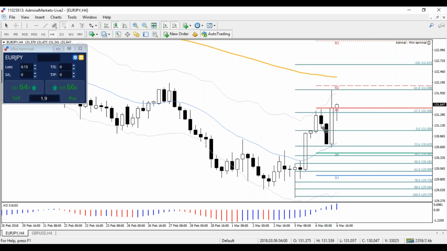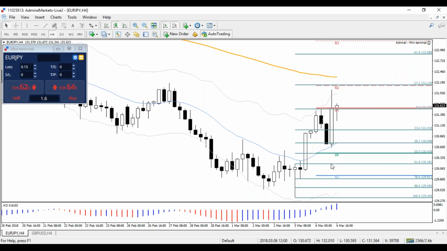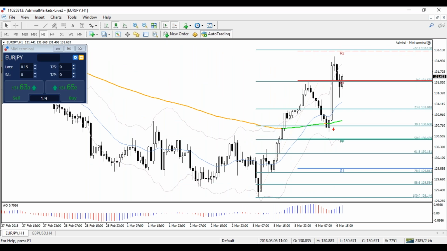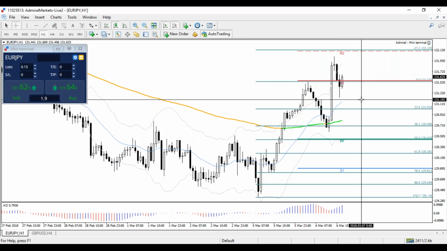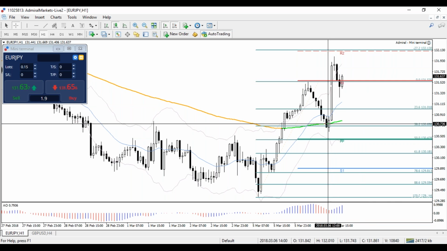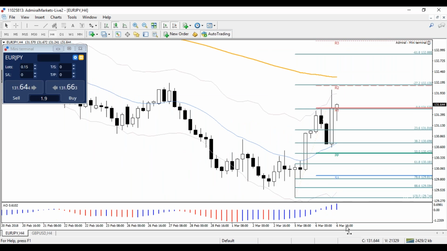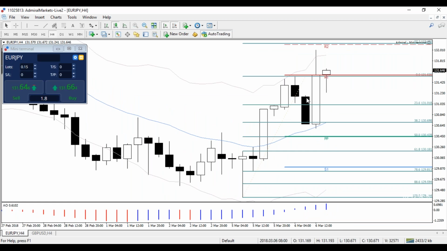It did make an ABC correction. This is what I was looking for, basically. I was hoping for a little bit deeper, maybe, but more importantly, this was not that great of a 1 hour candle, and then we got this massive 1 hour candle. Right? So it kind of pushed away from that zone too soon, plus this 4 hour candle was quite bearish, so the signals there were a little bit mixed.